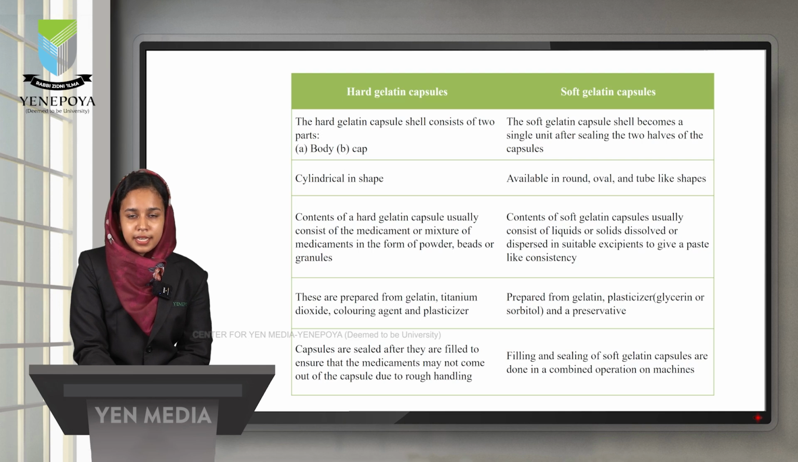In the case of hard gelatin capsules, the capsules are sealed after they are filled to ensure that the medicaments do not come out of the capsule due to rough handling, whereas in the case of soft gelatin capsules, filling and sealing is a simultaneous process.